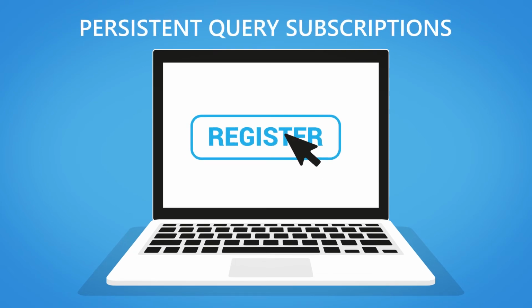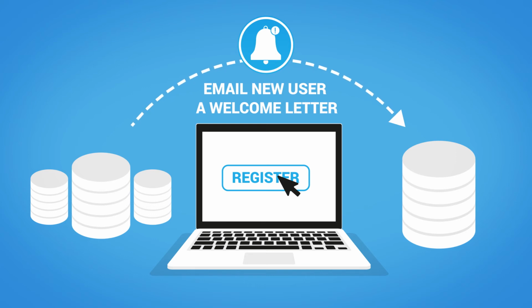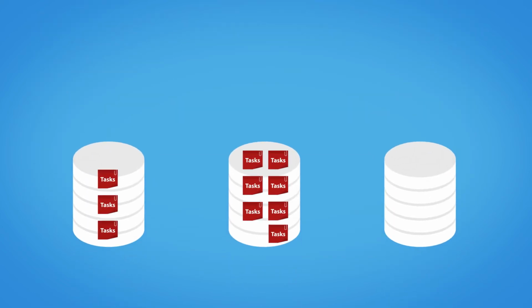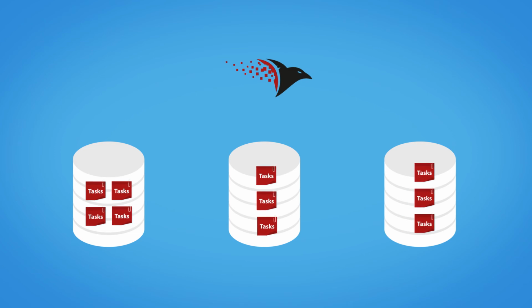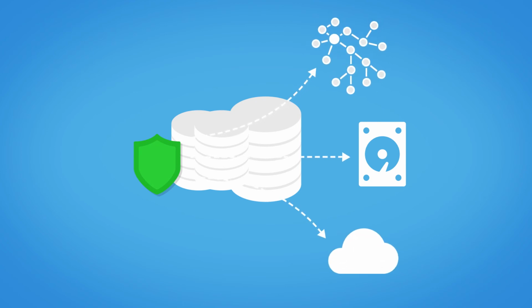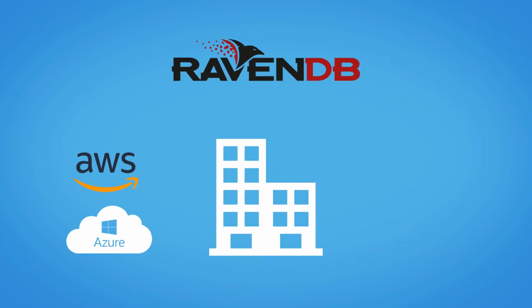Persistent query subscriptions allow you to respond to changes in real time. Even if your application is offline, RavenDB will bookmark your progress so you can pick up where you left off. Tasks assigned to your database are automatically distributed across the cluster evenly to maintain optimal load balance. Ensure data safety by backing up your database to local drives, additional nodes, or to the cloud at desired intervals. Use RavenDB on-premise, in the cloud, or manage a cluster over multiple deployments.